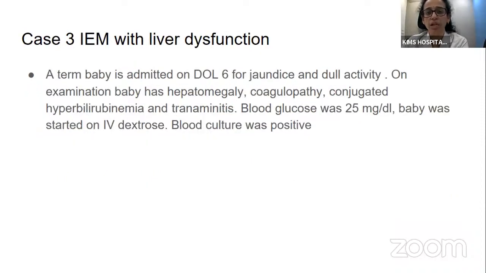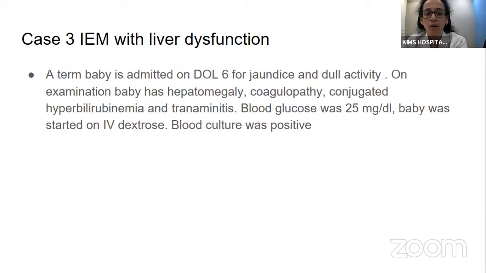Coming to the third presentation, which is inborn errors of metabolism presenting with liver dysfunction. So I will tell the case details. A term baby who was admitted on day of life 6 for jaundice and dull activity. On examination, the baby had hepatomegaly, coagulopathy, conjugated hyperbilirubinemia, and elevated liver enzymes, that is transaminitis. Baby also had hypoglycemia. So hypoglycemia with jaundice and hepatomegaly, there are only a few possibilities like galactosemia, tyrosinemia.